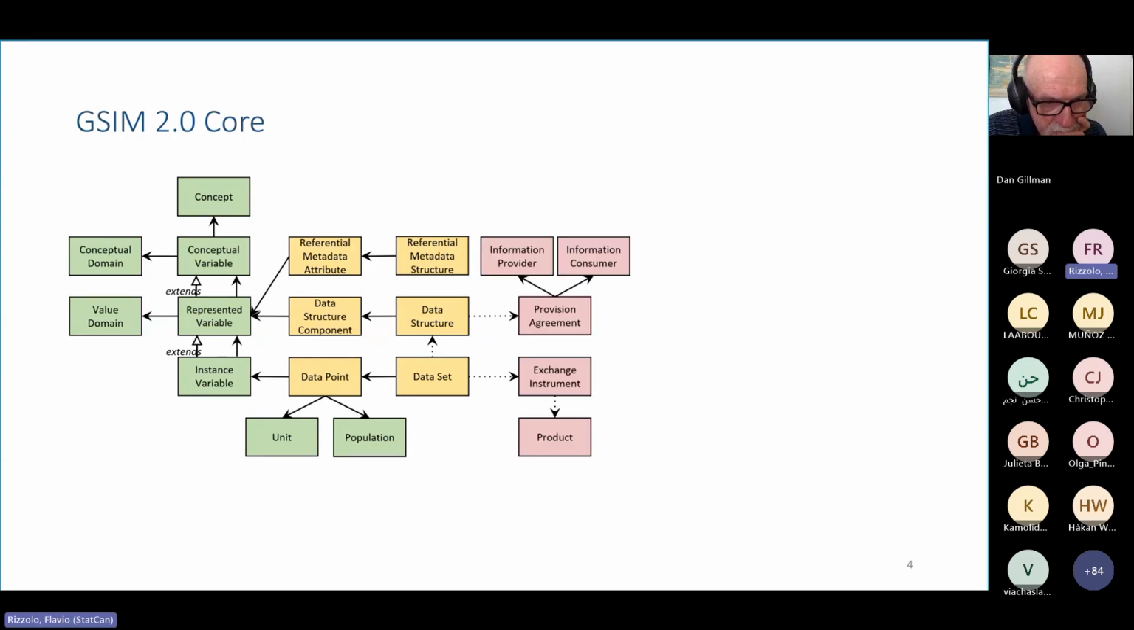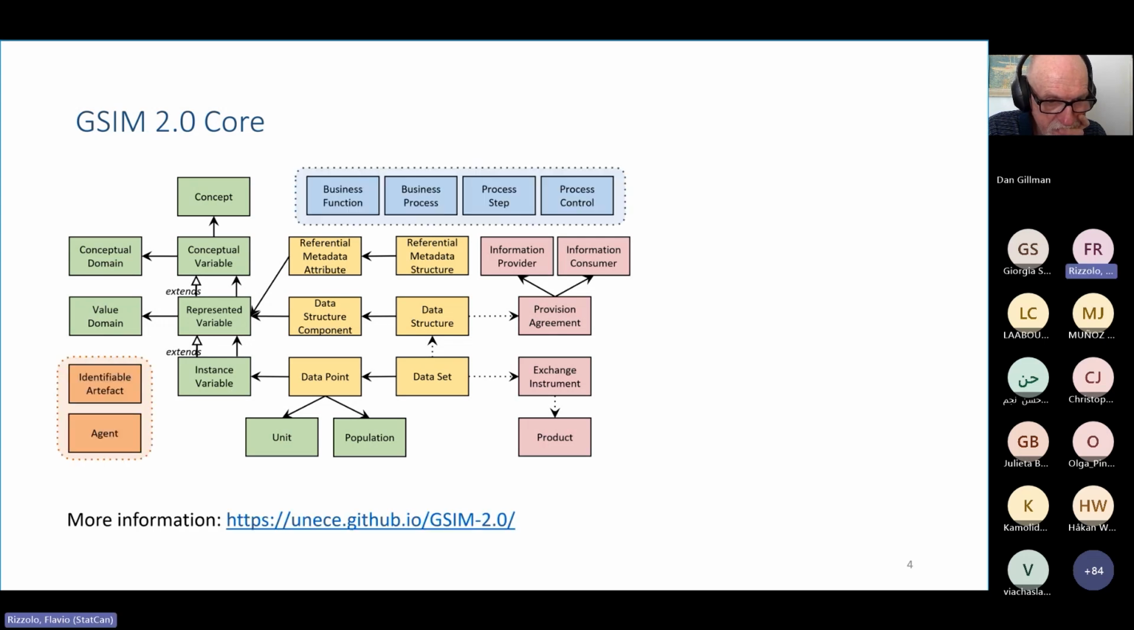Now, we got the data through some exchange instrument, which is based on some provision agreement, and we'll hand it over downstream when it's ready, using some sort of exchange instrument as well, and another provision agreement. Provenance and lineage and things like that can be described with functions and processes at different levels of detail, explaining what happened to the data, how it was produced, where it's coming from, together with the agents involved. Every instance in the model has a unique identifier as well.